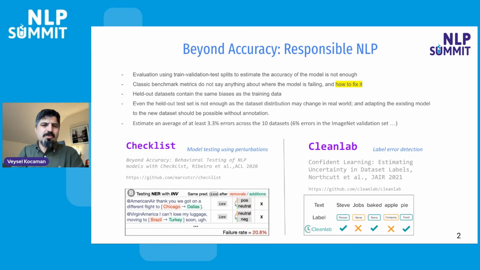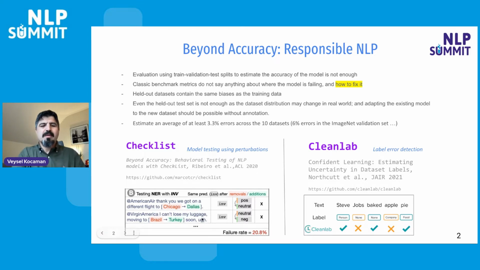Latest research estimates that an average of 3 to 4% of errors are detected even in the benchmark data sets that we are using in academia. So in the last few years, there are two nice pieces of research towards this goal. The first one is Checklist. Checklist is all about model testing using perturbations, which was published about 2 years ago. It's a nice paper that adds some perturbation to any data set, and then checks your model against these perturbations.